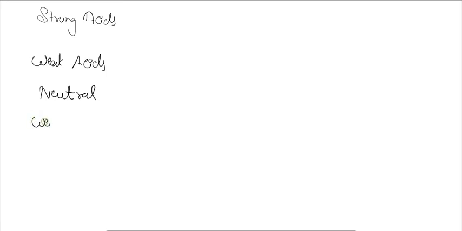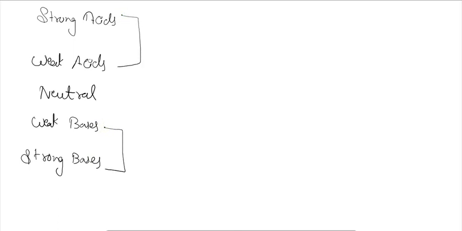So this was the pH scale, and on the basis of the pH scale, we can distinguish strong acids, weak acids, neutral substances, weak bases, and strong bases. So this new classification has been found for acidic and basic substances. We can now classify them on the basis of their nature, their behavior on the pH scale.